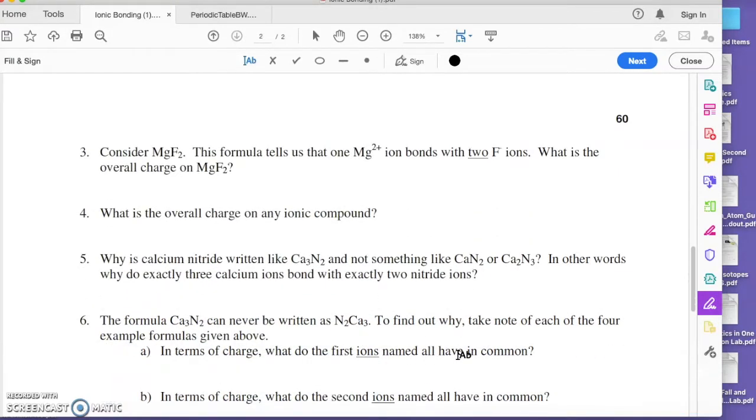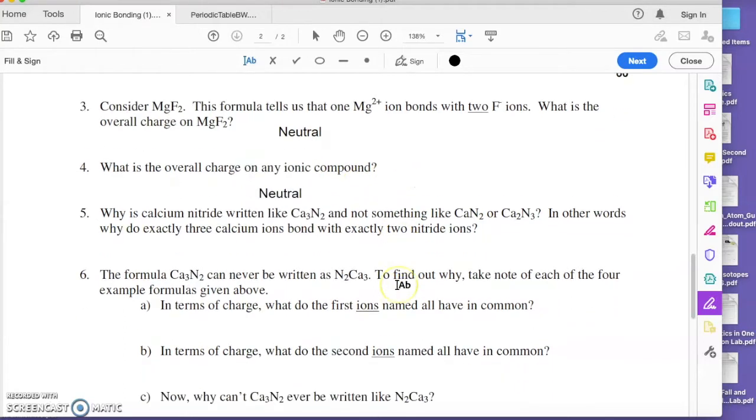Consider MgF2. We have one Mg2+ and two F- ions. What is the overall charge? If we have two negative 1s and a positive 2, that's negative 2 and positive 2. Again, that is a neutral charge. So what is the overall charge in any ionic compound? It will be neutral. And if we can remember that, we can get things to work, right?